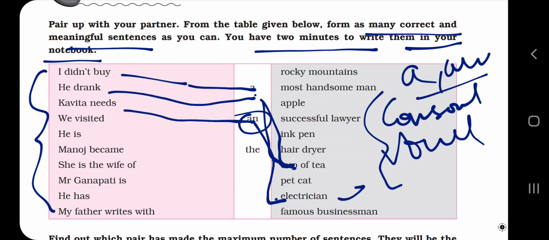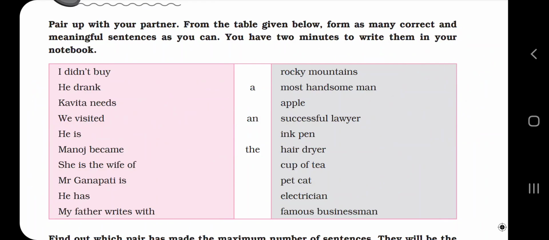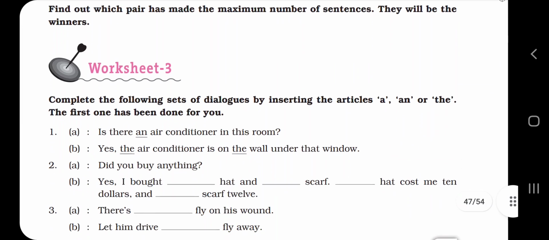We visited the Rocky Mountains, because we are talking about a mountain that is rocky. He is a famous businessman. Now you can write that he is a famous businessman. Now you can form as many sentences as you can. There are many sentences in this worksheet.